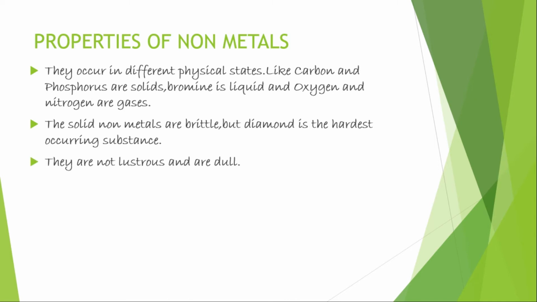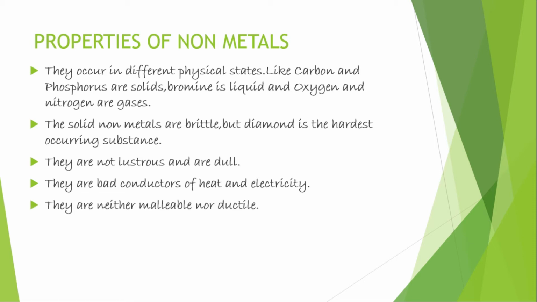Then we also can say that they don't have any shine, they are not lustrous, and they are dull. But you can again see that there are exceptions here as well, like diamond, graphite, and iodine. There are some exceptions which are shiny solids. Then we can tell that they are bad conductors of heat and electricity. Again, graphite is an exception because it is a good conductor of electricity. Then non-metals are generally neither malleable nor ductile. So I hope you remember that there are special properties of the metals, malleability and ductility, but non-metals have neither of them.